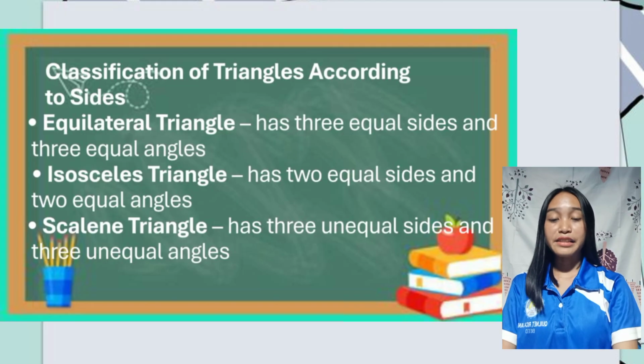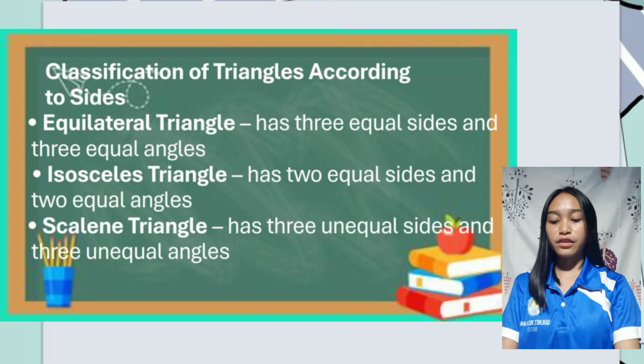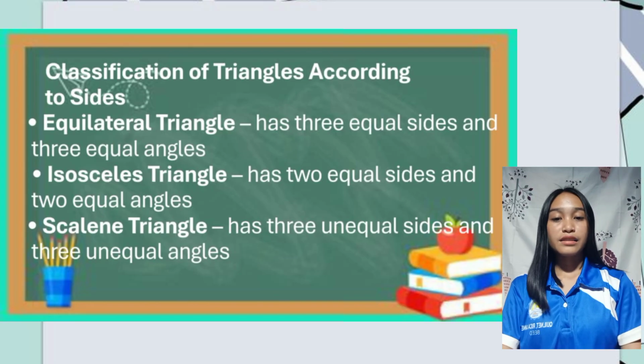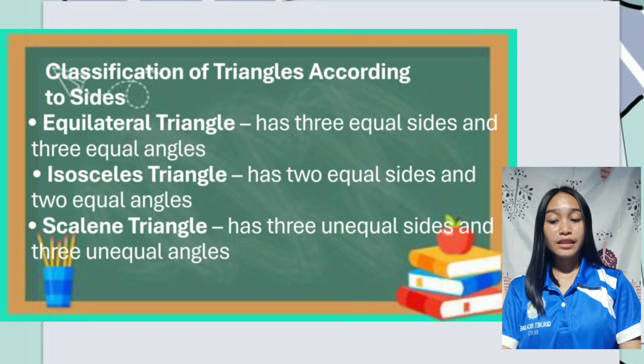And the second is the isosceles triangle. It has 2 equal sides and 2 equal angles. For example, a triangle with sides 6 centimeters, 6 centimeters, and 4 centimeters.